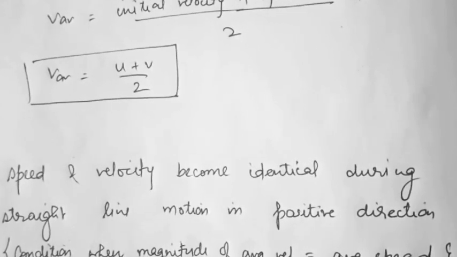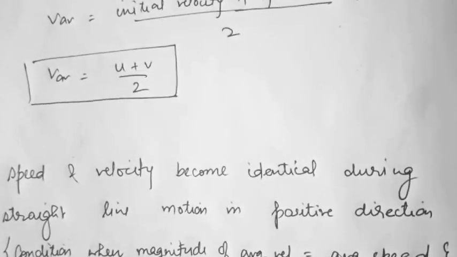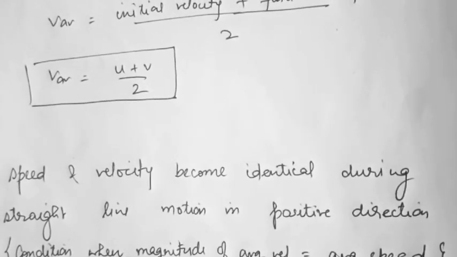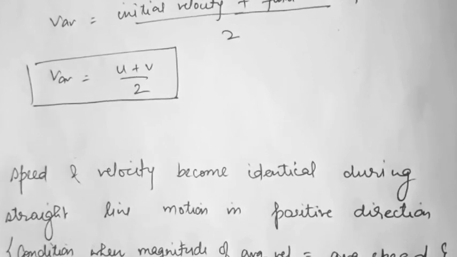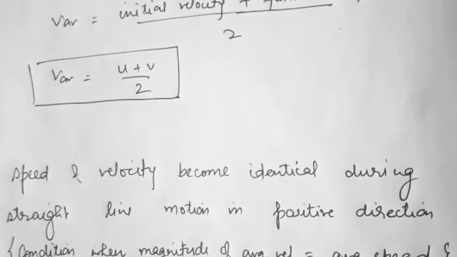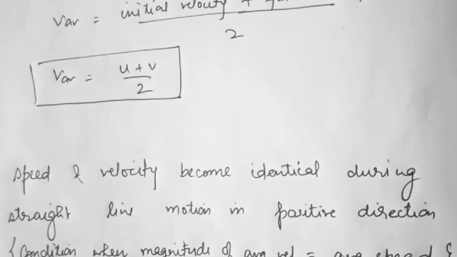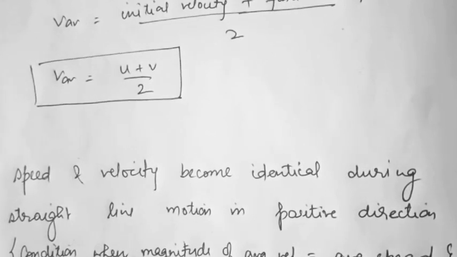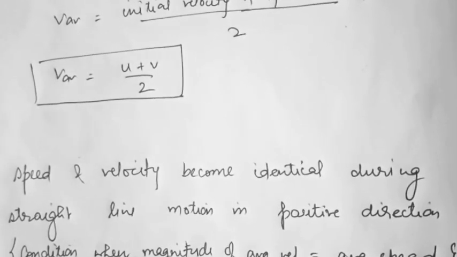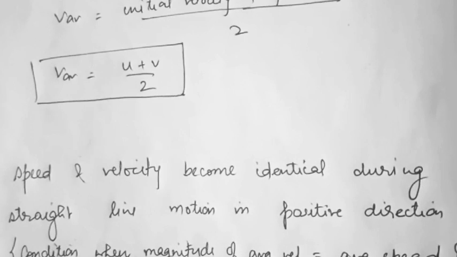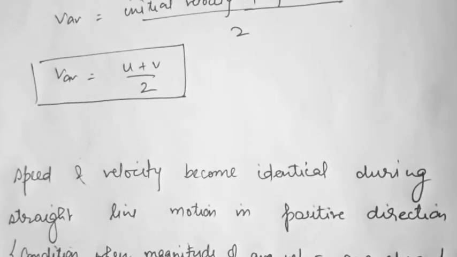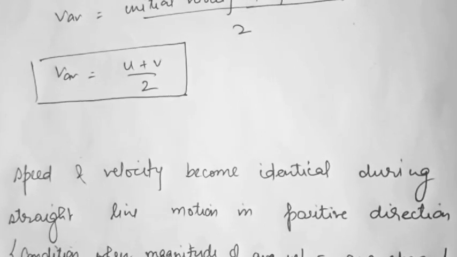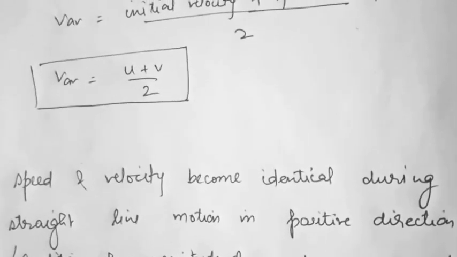If the direction will be the same, both will have the same sign, that is positive sign. And if the direction is different, one will have positive sign, then the other will have negative sign. So this is condition 1: magnitude of average velocity is equal to average speed. If anyone asks what is the condition when magnitude of average velocity is equal to average speed, you will say that speed and velocity become identical during straight line motion in positive direction.